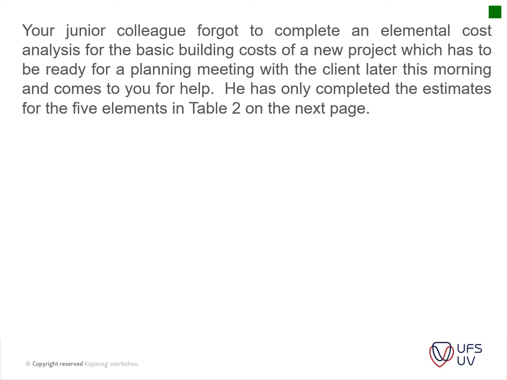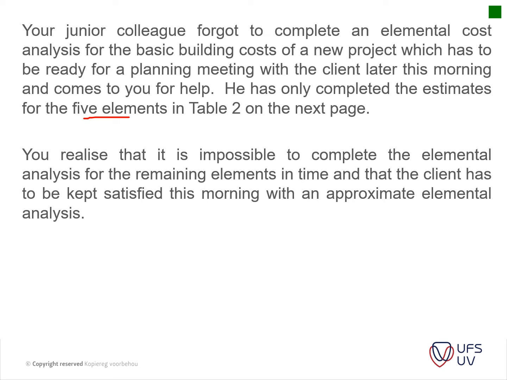How this method basically works is your junior colleague forgot to complete an elemental cost analysis for the basic building cost of a new project, which has to be ready for a planning meeting with the client later that morning. He comes to you for help, and he has only completed a couple of items. In this instance, it's 5 elements, as per the table that I'm going to show you shortly. You realize that it is impossible to complete the elemental analysis for the remaining elements in time, and that the client has to be kept satisfied this morning with an approximate elemental analysis.